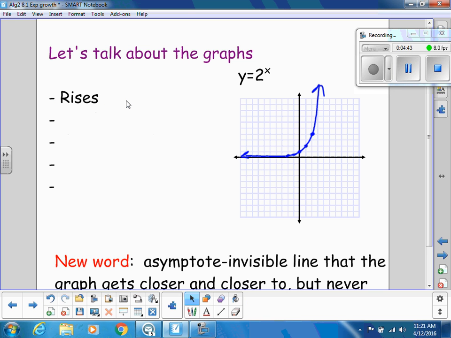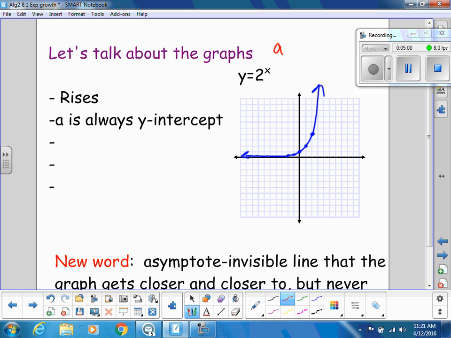The first thing that we're going to notice about exponential growth is that it's always rising. It starts off gradually rising, and then it starts rising really quick. a is always going to be the y-intercept. Remember before on the previous page we said a was 1 and b was 2. Well, notice that my y-intercept was at positive 1. And that will always occur. So if my a value was 5, then I know this function would be crossing at positive 5 instead of at 1.